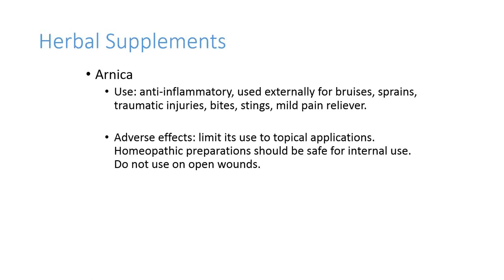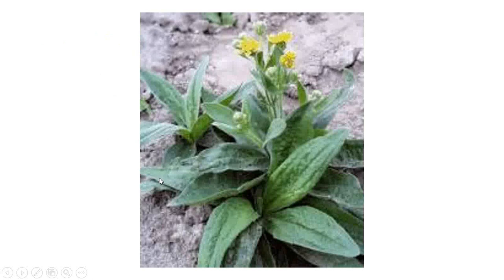Arnica a lot, both the homeopathic arnica as well as straight arnica. It's an anti-inflammatory. They used to treat pain in dogs, to decrease inflammation, things like that, decrease pain. Adverse effects, it is used by topical application. You should use it topically. Homeopathic preparations are safe for internal use, but you don't want to use it on open wounds, and this is what arnica looks like. Again, homeopathically, arnica is used orally, otherwise it's used locally.